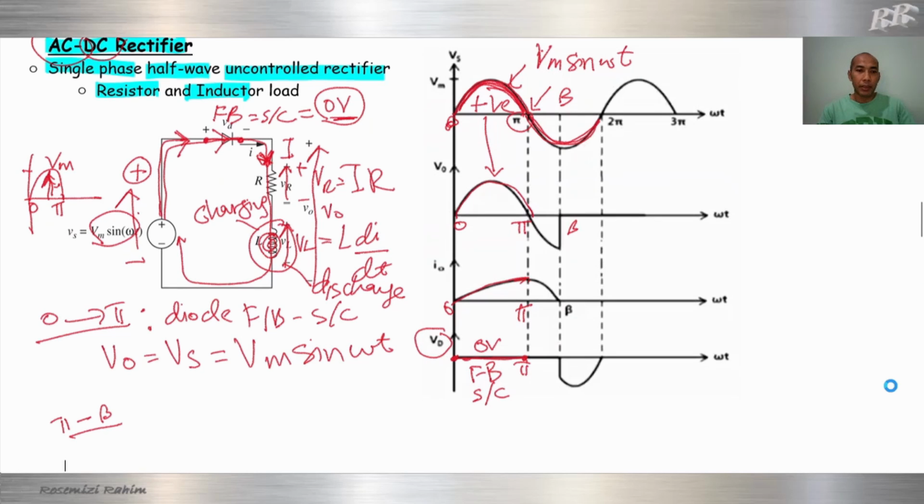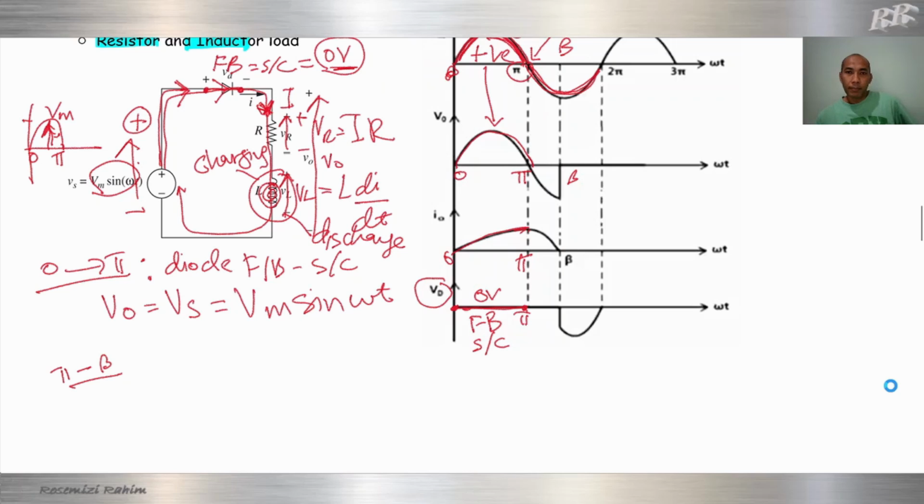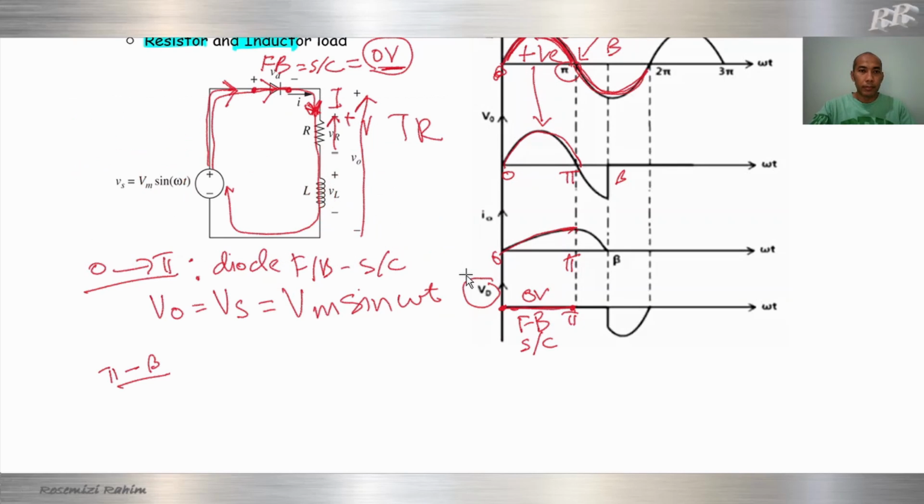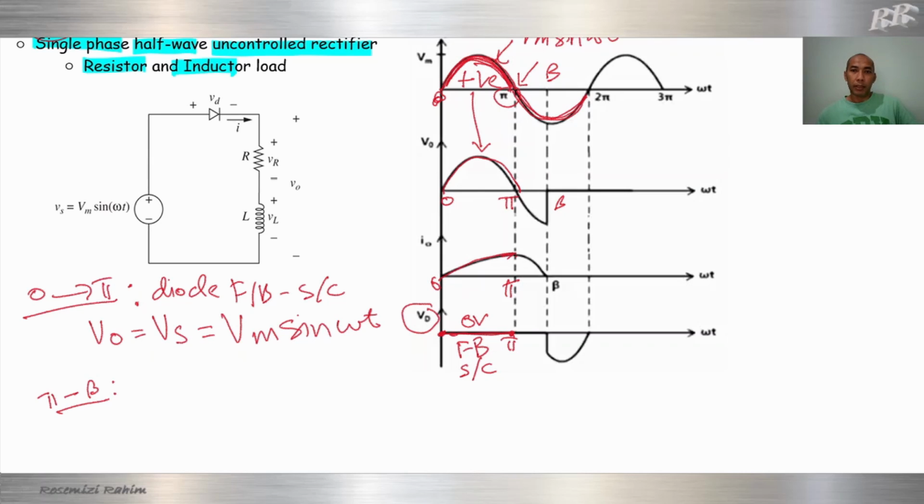From pi to beta, sorry, I have to delete it first. Let me change the color, we use green. From pi to beta, the waveform changes to the negative cycle, from pi to 2 pi. First we analyze from pi to beta, which is the negative cycle. The waveform goes to negative V max, so the polarity goes down like this, the same polarity.